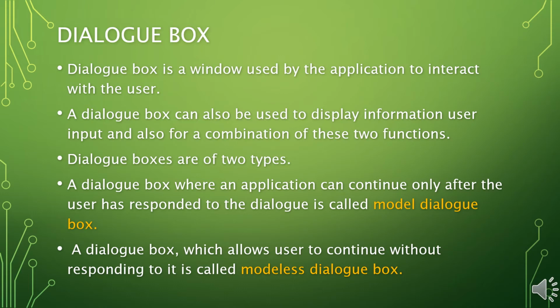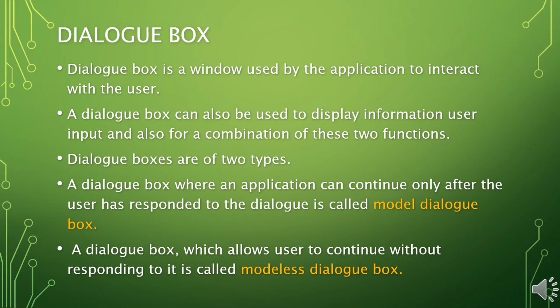The other component is dialog box. A dialog box is a window used by an application to interact with the user. Some examples of dialog box can be the Save As dialog box, the Open dialog box, and changing the font. A dialog box can also be used to display information, to take user input, and also for a combination of these two functions.